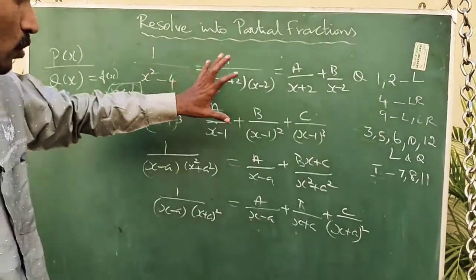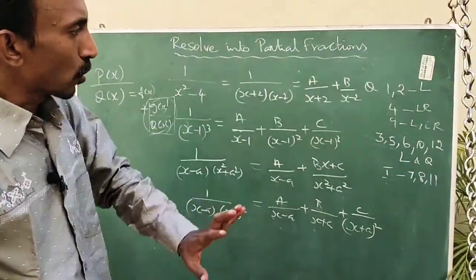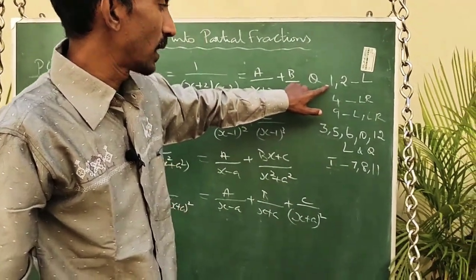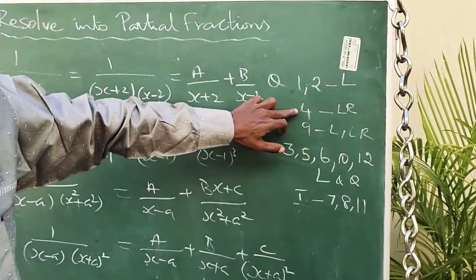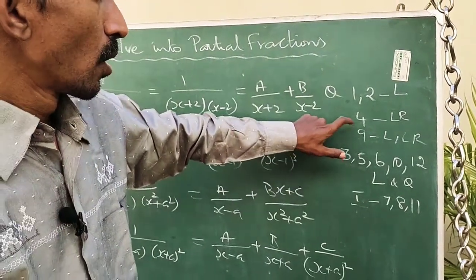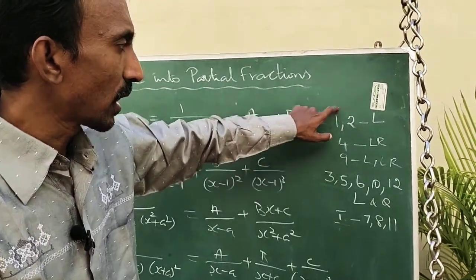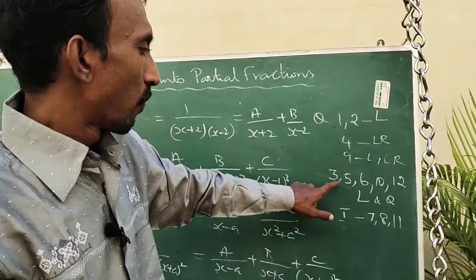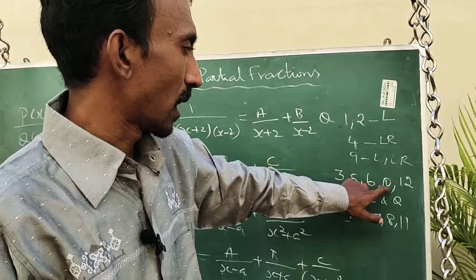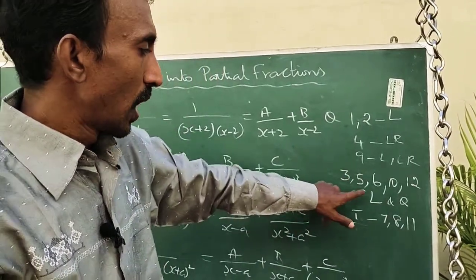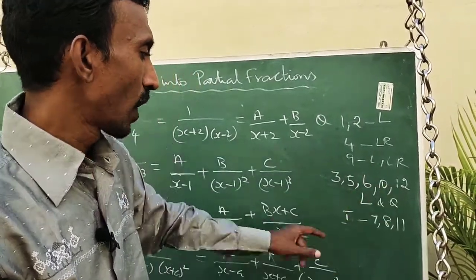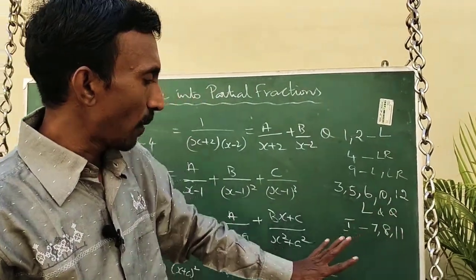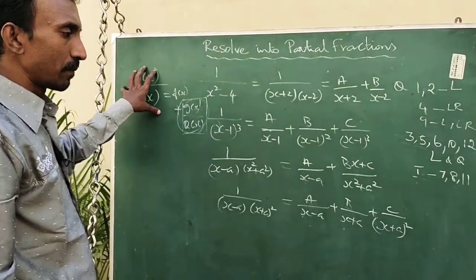So we are moving to exercise 2.9. There are 12 questions. Questions number 1 and 2 are linear not repeated. Question number 4 is linear with repeated. Question number 9 contains both linear and linear with repeated. Most questions, 3, 5, 6, 10, 12, contain both linear and quadratic factors. Questions number 7, 8, 11 are in the form of improper fractions. So use this method.